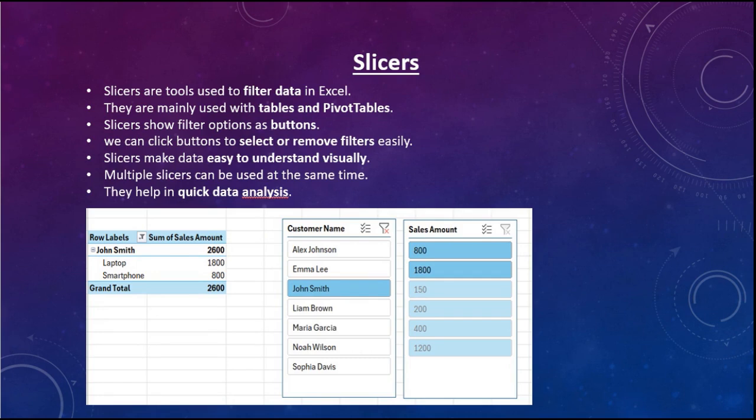Hello everyone. In this session, I'm going to discuss slicers in MS Excel. Slicers are tools used to filter the data in Excel, and they are mainly used with tables and pivot tables. Slicers show filter options as buttons, and we can click the buttons to select or remove the filters easily. Slicers make data easy to understand visually, and multiple slicers can be used at the same time.